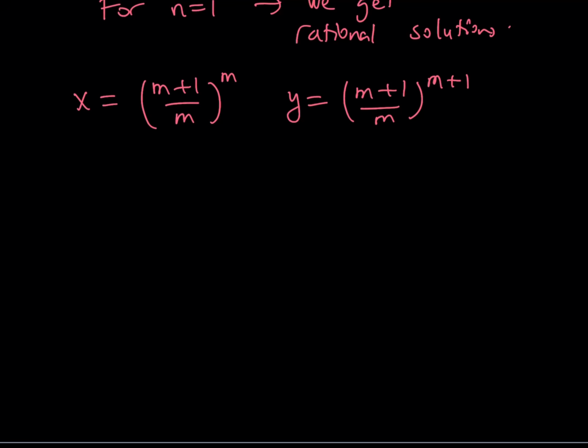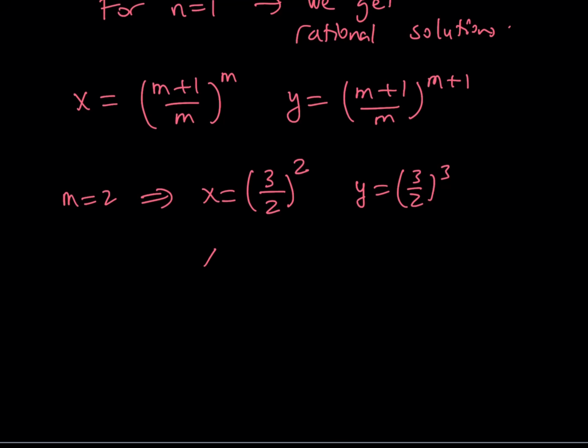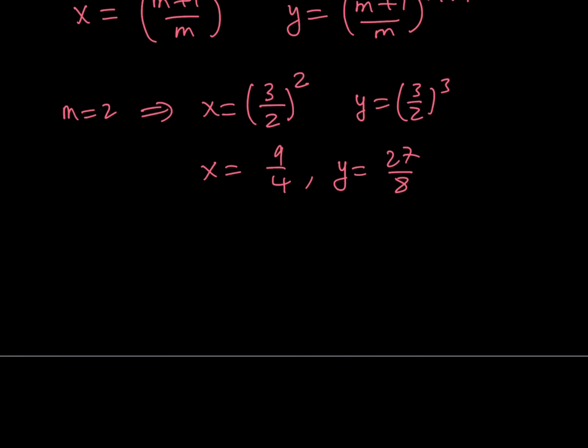Now let's see if we can find some rational solutions from here. For example, what happens if m is equal to 2? If m is equal to 2, then we get x equals 3 over 2 to the power 2, and y is equal to 3 over 2 to the power 3. And from here we get x equals 9/4 and y equals 27/8. Obviously, x and y can be switched around because this is completely symmetrical, so we can safely say that x equals 27/8 and y equals 9/4 is also going to work. As you see, these are rational solutions, and if you check them out, you'll see that they satisfy the equation x to the power y equals y to the power x.